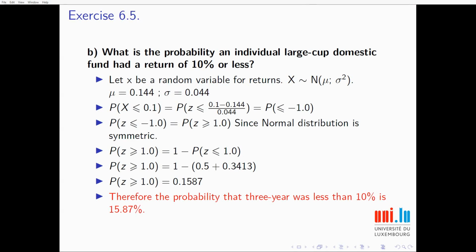And as you can see, we get the same answer, but by using the one-tailed table. What's the interpretation, the meaning of this? The probability that the three-year return was less than 10% is equal to 15.87%.